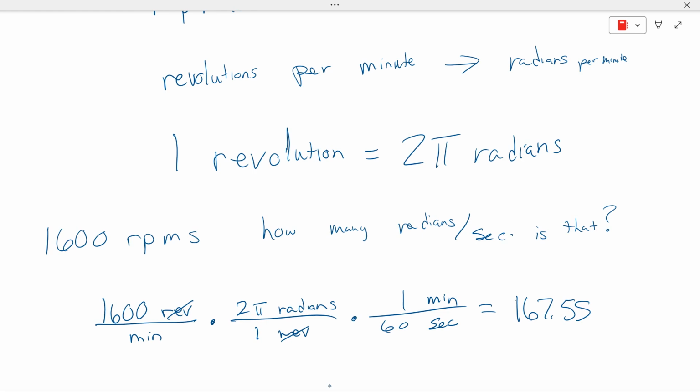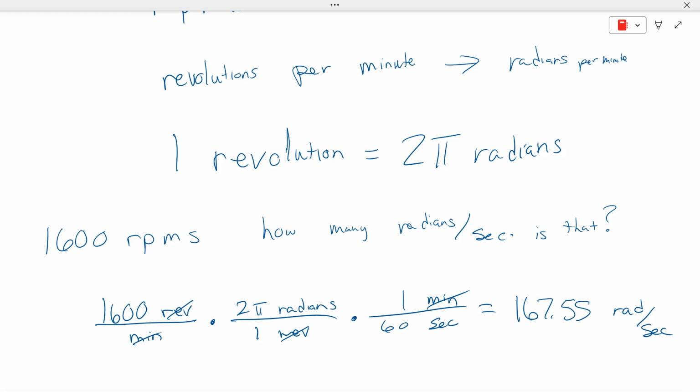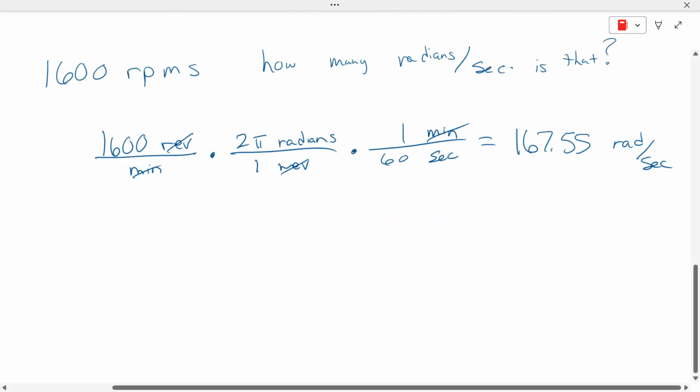Okay. That would be radians per second, because minutes cancels with minutes and I'm left with radians per second. Okay? That is angular velocity, how we're going around in a circle. Linear velocity now.